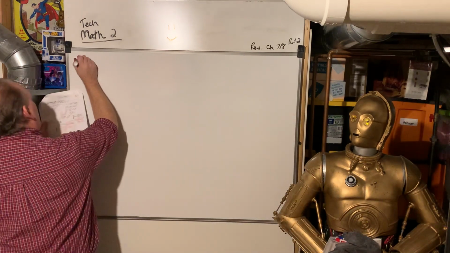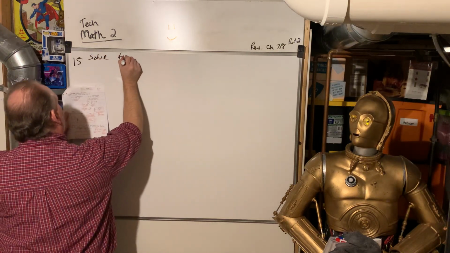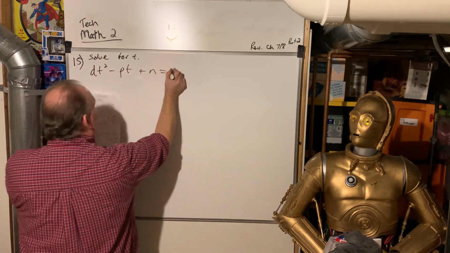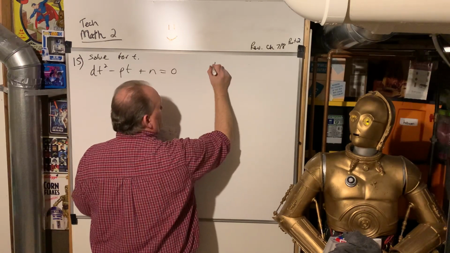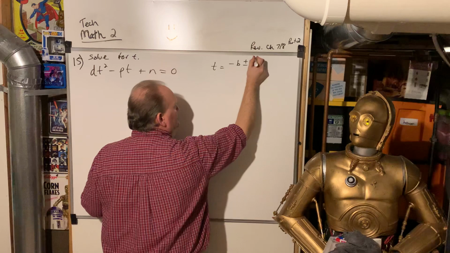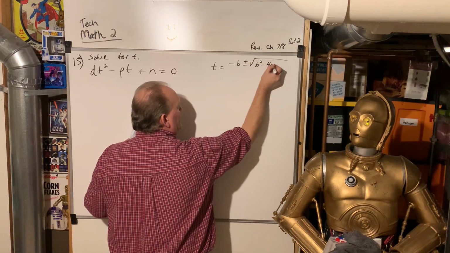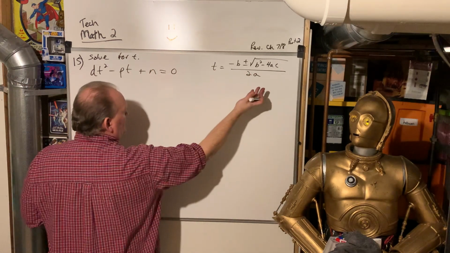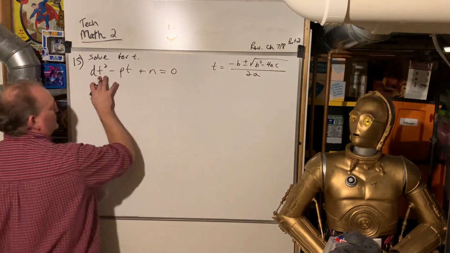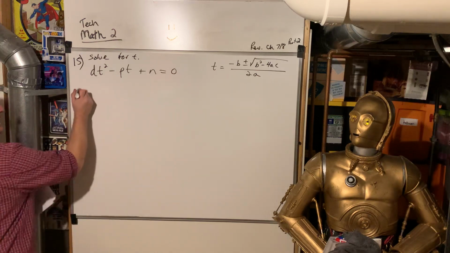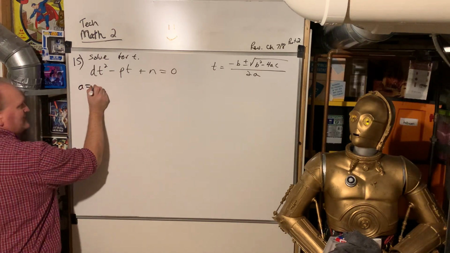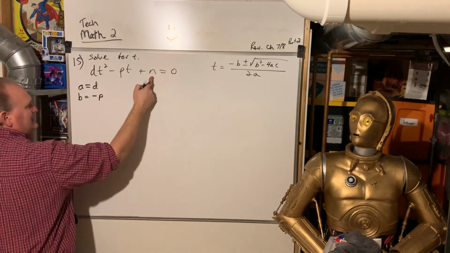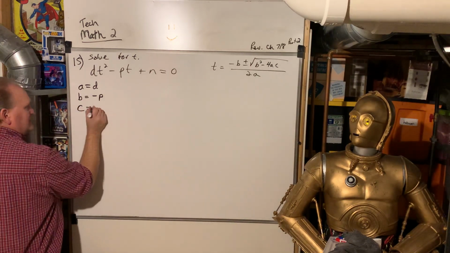Again, it's a callback. It says solve for t. It is a callback to Techmath1 when we did the quadratic formula. So the quadratic formula is the opposite of b plus or minus the square root of b squared minus 4ac, all over 2a. That's how we would find x equals, you probably remember it as, but I did t because that's what we're working with here, t equals. So a is the thing in front of the t squared, which in this case is d. B is the thing in front of the t, which in this case is negative p, and c is the thing that doesn't have a t on it at all, which is n.